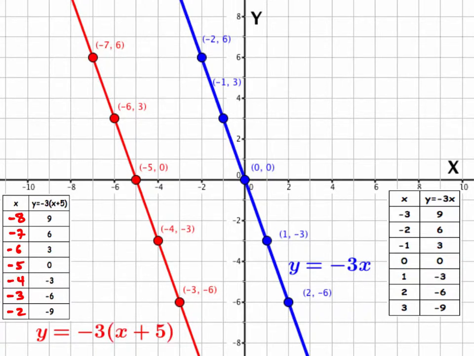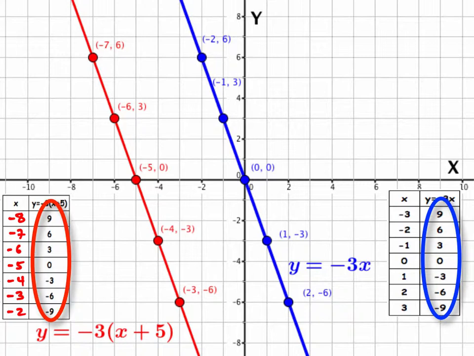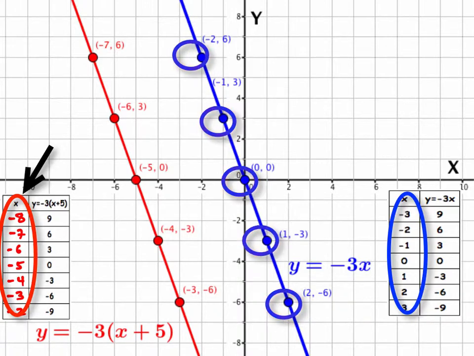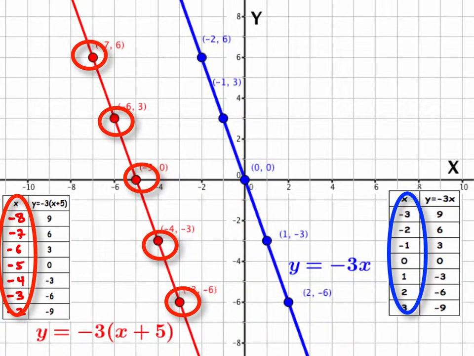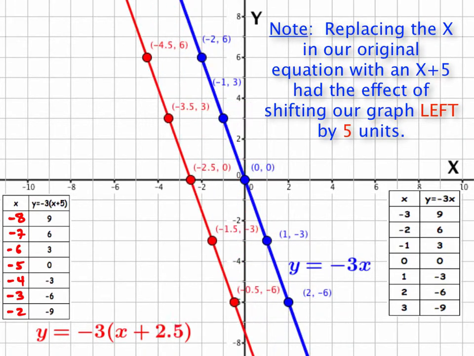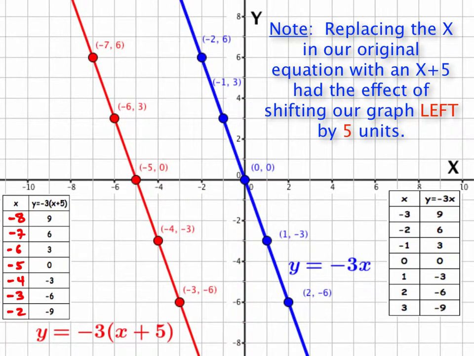And so for every y value to remain the same, all the x values have to be exactly 5 smaller. And that's what takes all these ordered pairs and moves them to the left 5 units. And hence, replacing the x in our original equation with an x plus 5 had the effect of shifting our graph to the left by 5 units.